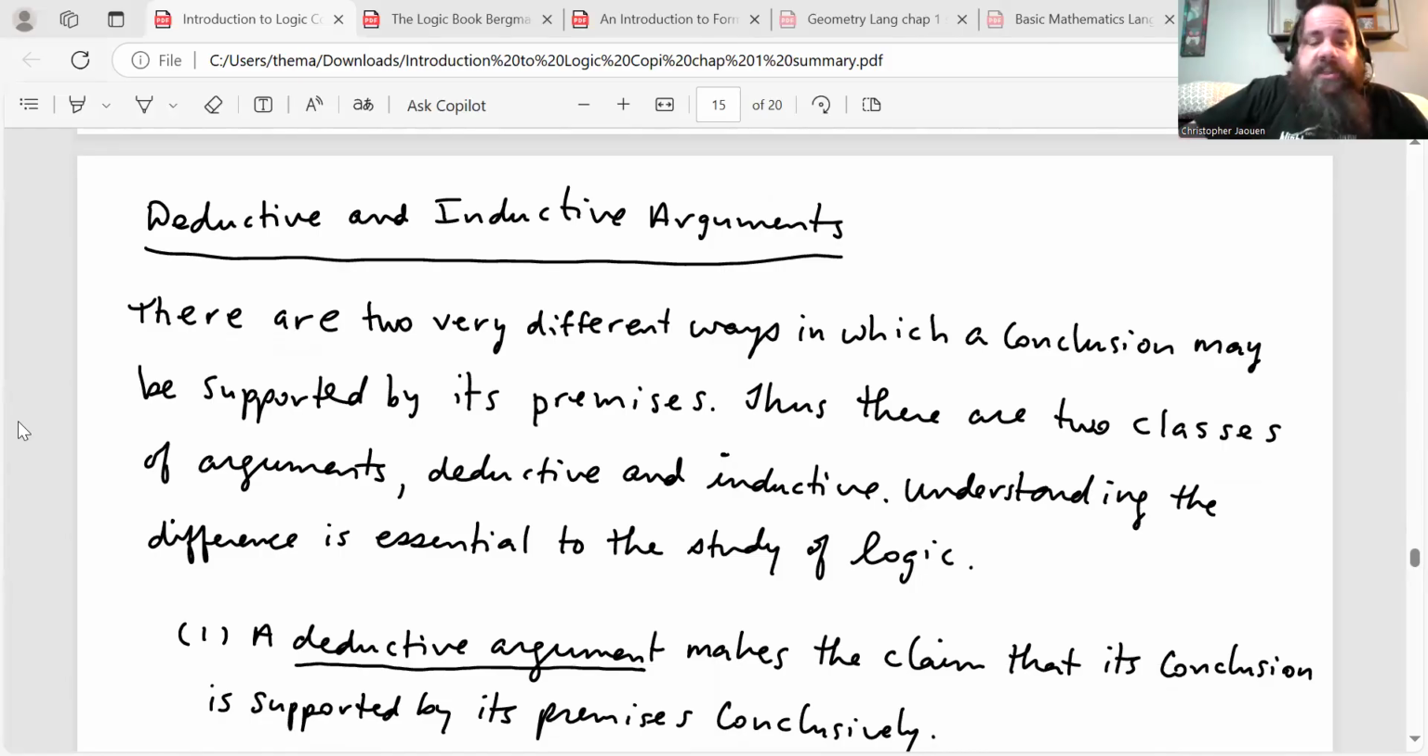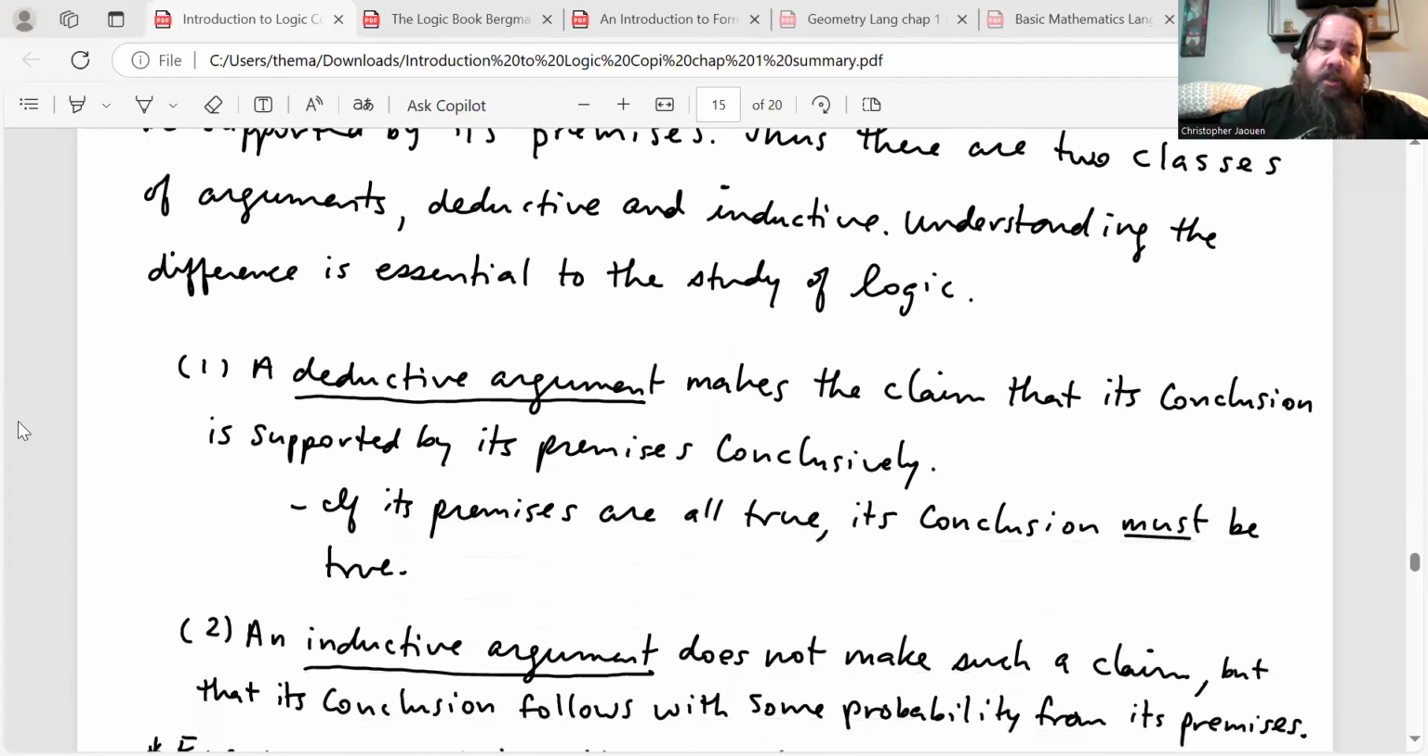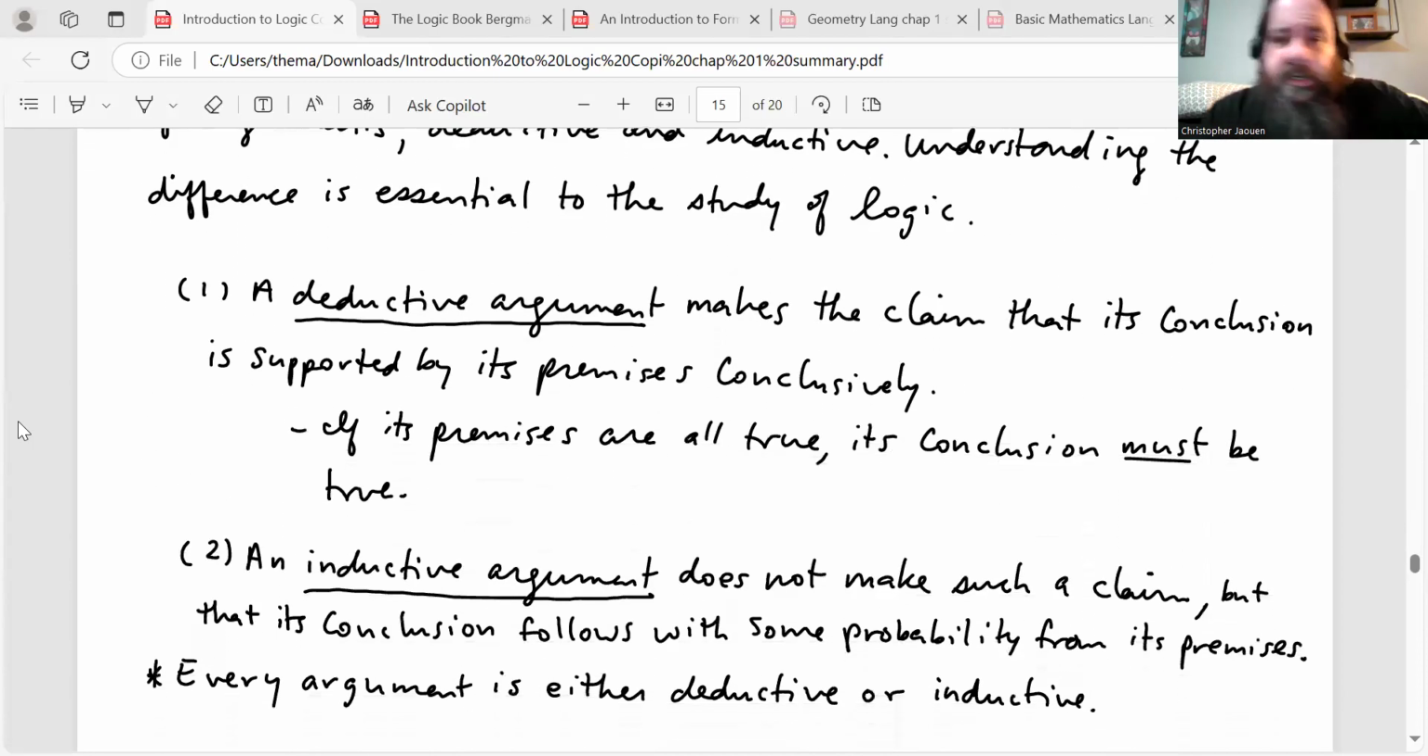Thus, there are two classes of arguments, deductive and inductive. We talked about this in chapter 1 of Smith as well. Understanding the difference is essential to the study of logic. All right. Case 1, a deductive argument makes the claim that its conclusion is supported by its premises conclusively. If its premises are all true, that means its conclusion must be true.